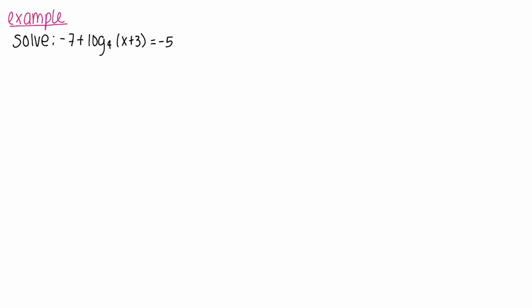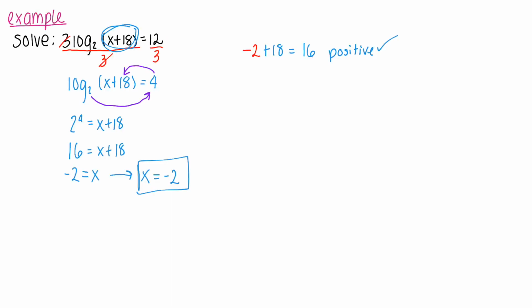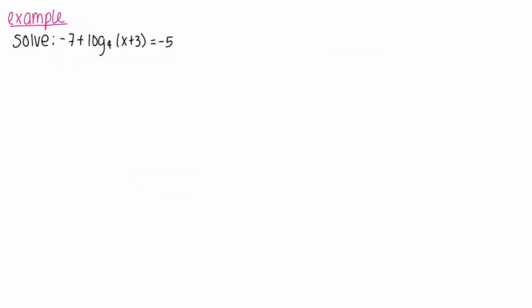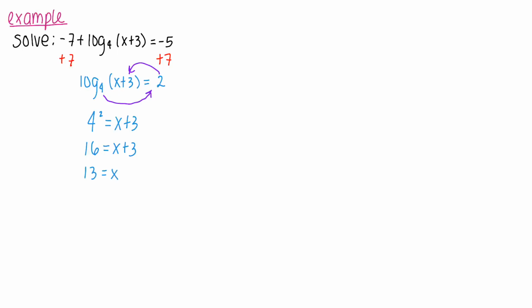Okay, so let's make it a tiny bit harder here. It's not just a log on one side and a number on the other, but kind of like we did with the other problem. So this guy here where we divided by 3, we can take care of this negative 7. We can add 7 to both sides here. And then we're just left with log base 4 of x plus 3 is equal to 2, which can be written in its exponential form. So 4 squared is equal to x plus 3. 16 is equal to x plus 3. Subtracting 3 on both sides, 13 is equal to x, or x is equal to 13.